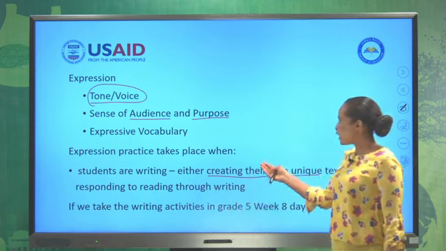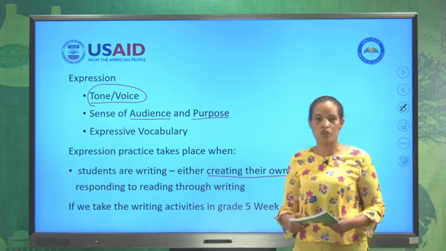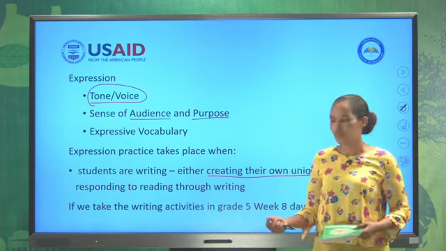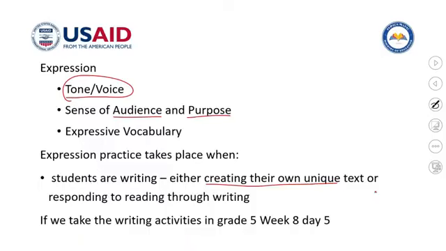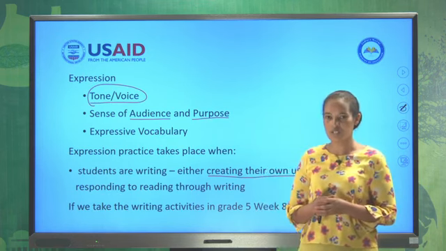So, in expression, we need our students to do either of the two. Either our students create their own unique text, or we can also give the students a chance to respond to the reading text through writing. That is how we can use the language skill of expression.